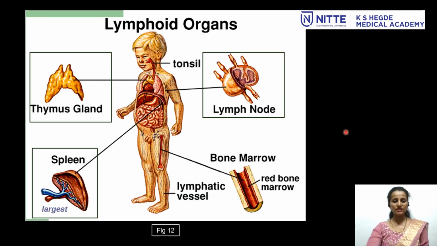The lymphoid organs. This is the image which shows the lymphoid organs like the thymus gland, the spleen, the tonsil, lymph node, and the bone marrow.